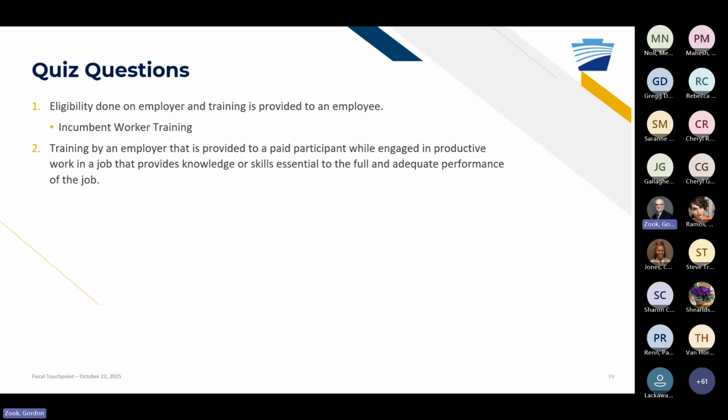Okay, training by an employer provided to a paid participant engaged in productive work in a job that provides knowledge or skills essential to the full and adequate performance of the job. This one's a mouthful.